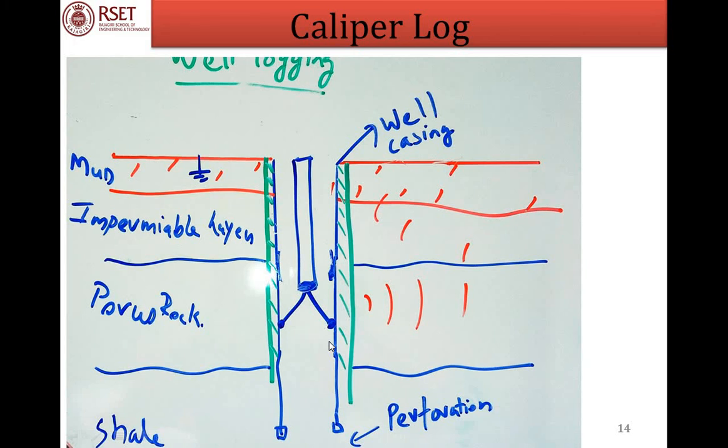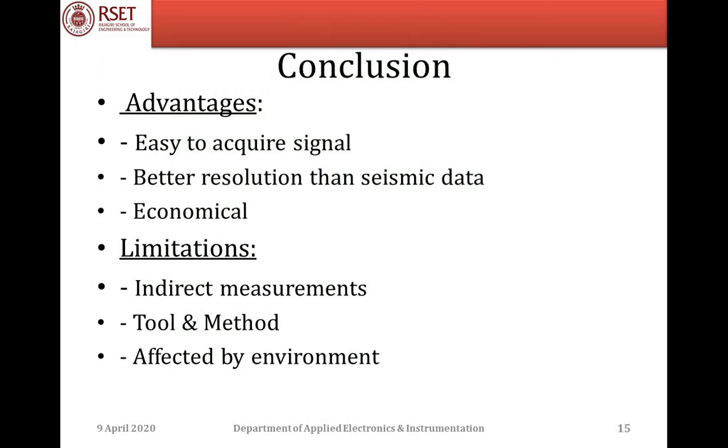In fact, for a petroleum mining operation, we have to use a combination of all tools for measuring the performance of the well. Okay, now the conclusion. The advantages of well logging tools: easy to acquire the signal, better resolution than seismic data, economical. Limitations: direct measurements are limited, so you need a lot of logs or recorded data to reach a conclusion whether any petroleum is left over or any amount of material is getting contaminated, etc.